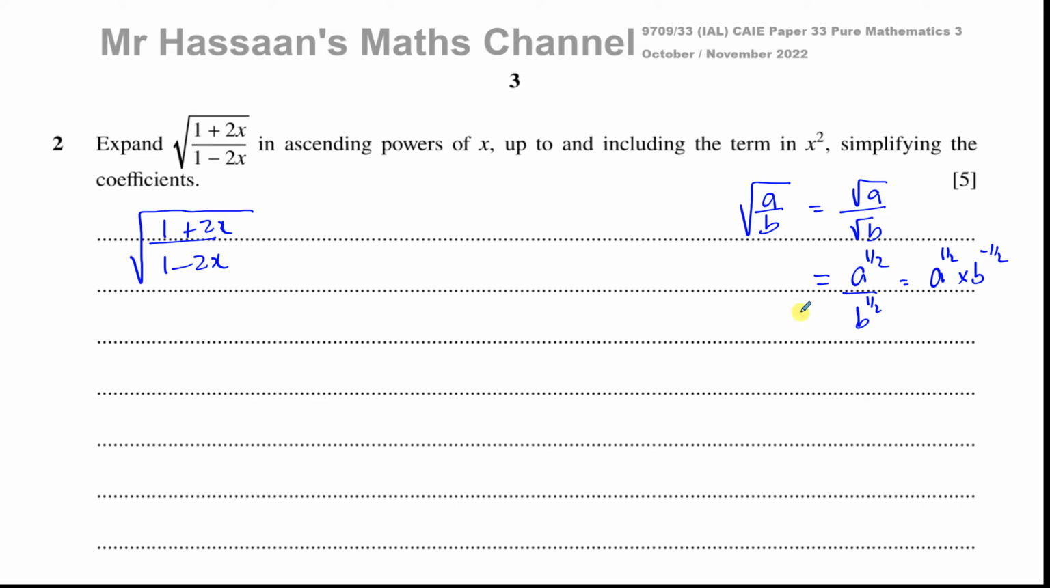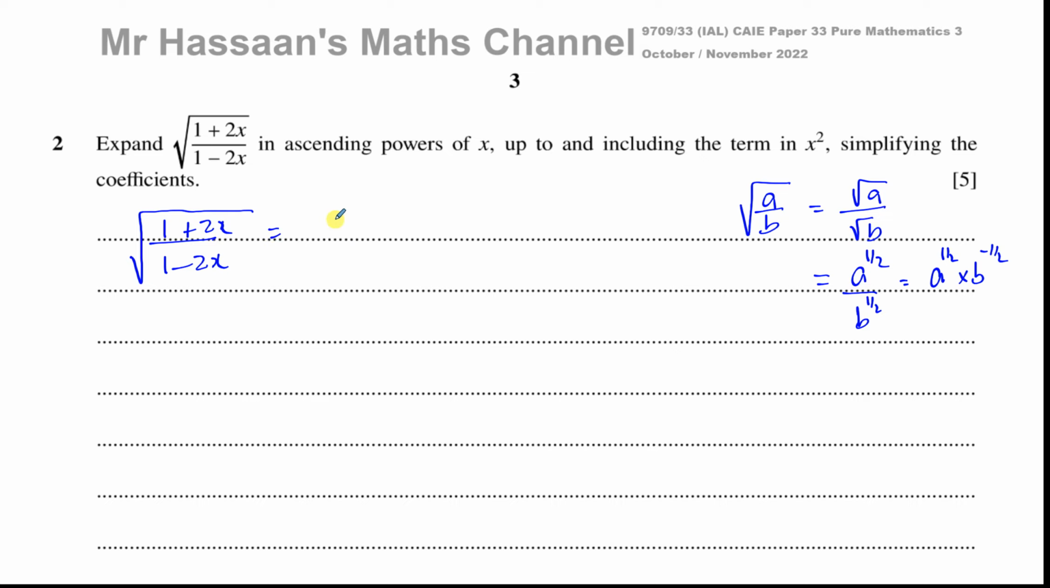Now that's what we want to do to this, because then we can find out what this is, expand this up to x squared, expand this up to x squared, and then multiply those two expressions with each other, and we've got our expansion. So that's the main path we're going to take. This is what we have to understand about the rules of surds in order to rewrite this in a form that we can then expand and then multiply together to give us our answer.